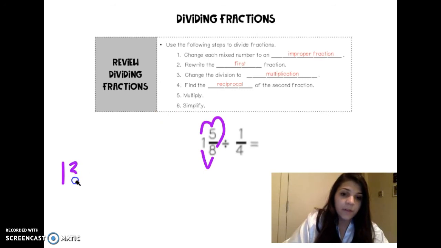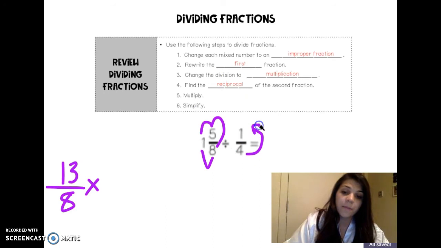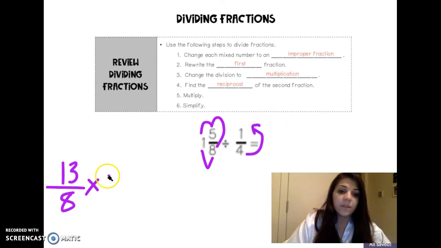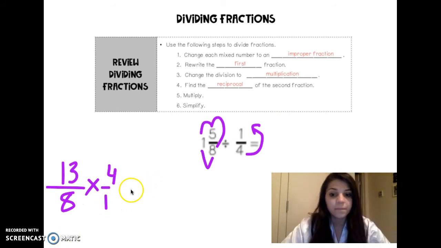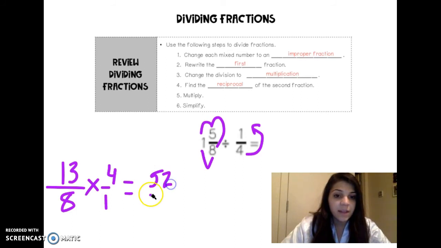So I'm going to rewrite that first number like step 2 tells me. So I'm going to write 13 over 8. And then the second step says to change that division to a multiplication sign, which I'll do right here. And then find the reciprocal or flip that second number so that I have 4 over 1. So now we multiply straight across. When we multiply straight across, we have 13 times 4, which is going to give us 52. And then 8 times 1, which is going to give us 8.